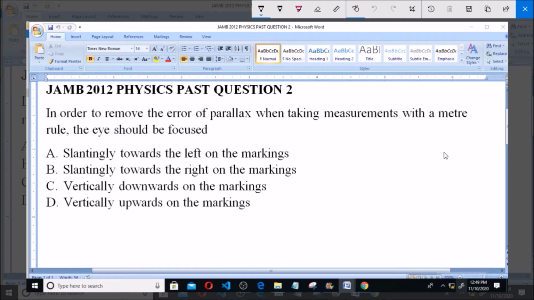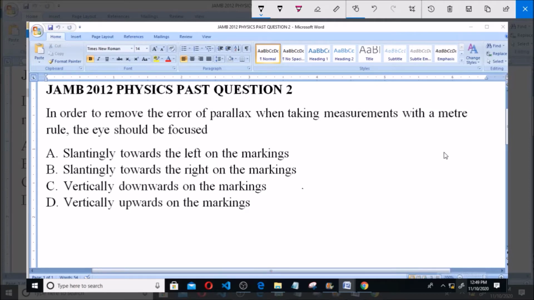In order to remove the error of parallax when taking measurements with a meter rule, the eye should be focused: A. Slantingly towards the left on the markings, B. Slantingly towards the right on the markings, C. Vertically downwards on the markings, D. Vertically upwards on the markings.